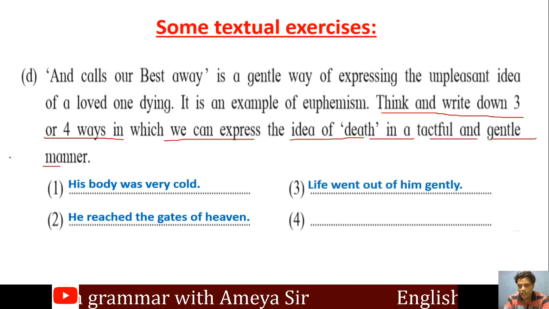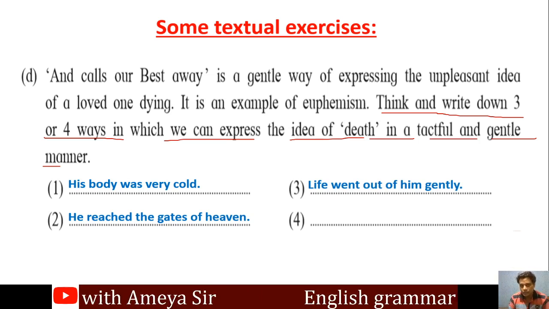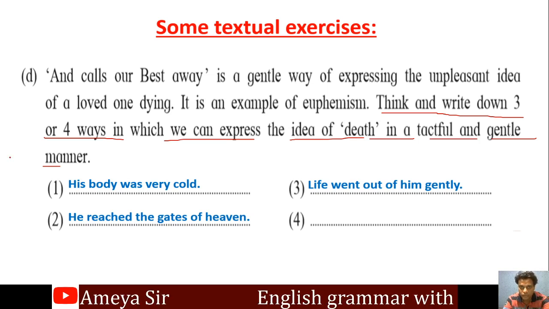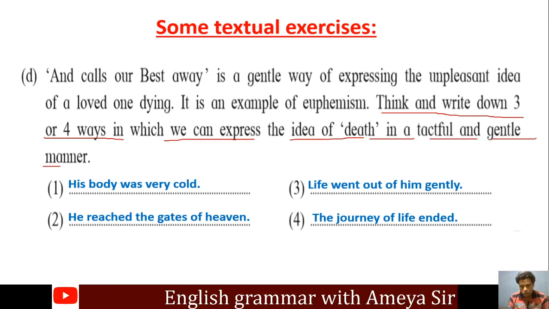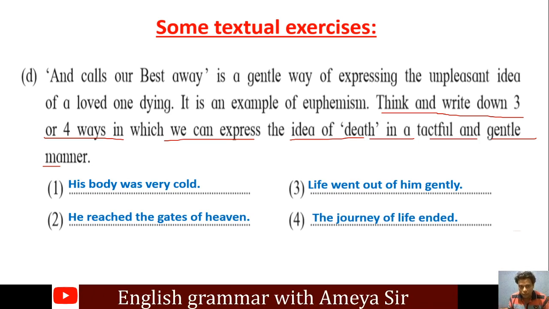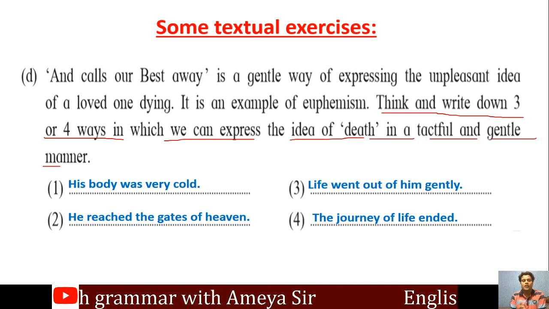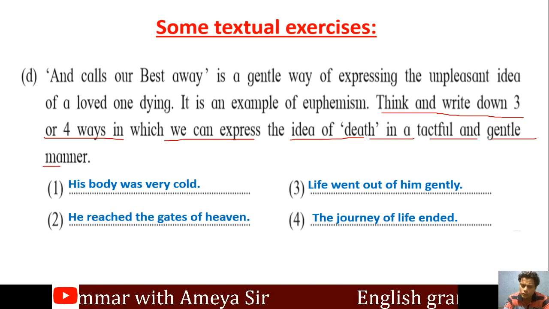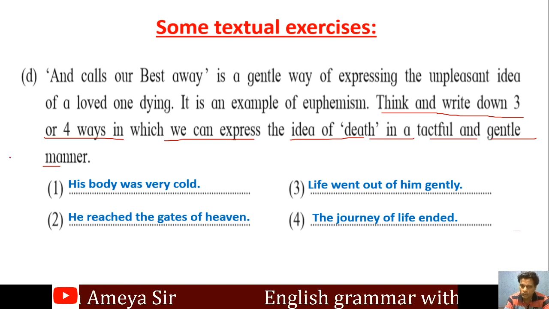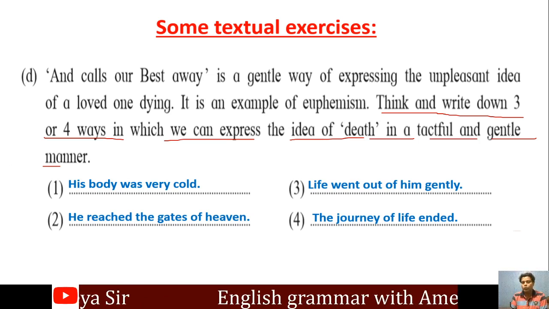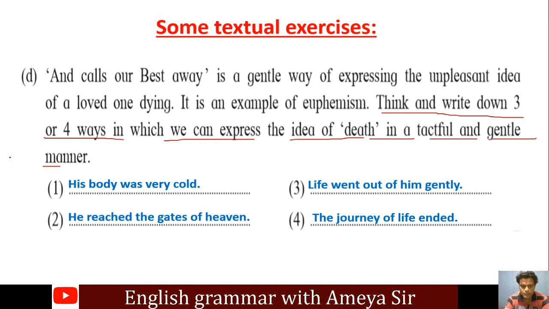The third one is, life went out of him gently. Now, life went out of him gently is definitely euphemism. Again, we are suggesting the harsh idea of death in a mild way. And lastly, I would say, the journey of life ended. So it looks like some station, you know, your destination has arrived. But of course, we are talking about a journey of life ending here. So we are again referring to death, but in mild terms. So these are my examples for euphemism. Again, I would suggest that we shouldn't really have a separate countdown for this. You can pause the video, write them, and then continue. Let us proceed to the next one.